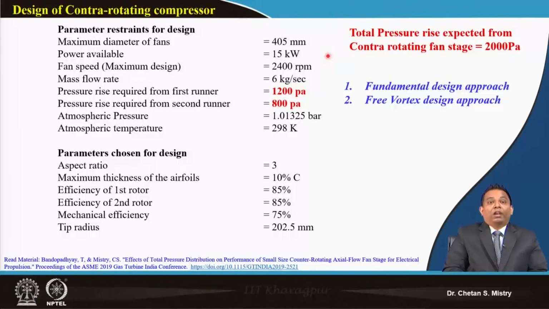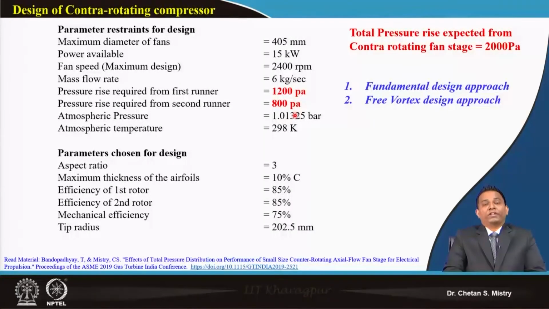Now let us talk in terms of the design of this contra rotating fan. If you recall, in the last lecture I was discussing my own design for a contra rotating fan, which I did during my doctoral study at IIT Bombay. For that configuration I had some constraints and restraints, and based on that we decided on a few configurations. We were expecting a pressure rise of 2000 Pascal from the stage, and these are what I used for my design purpose.